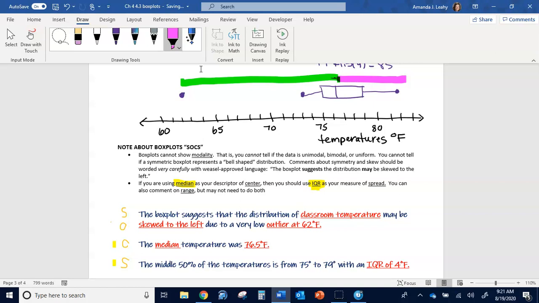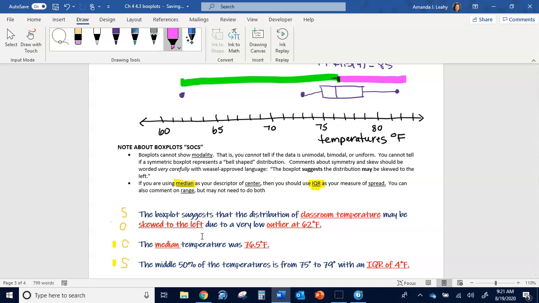And if it looks like the data is more spread out on the left, then it's going to be skewed to the left. If the data looks like it's more spread out on the right, it's going to be skewed to the right. So in this case, I would word it, and I've got this down here, the box plot suggests, so I'm being very careful, suggests that the distribution of classroom temperature may be skewed to the left. And the reason why it's skewed to the left is because of that very low outlier.